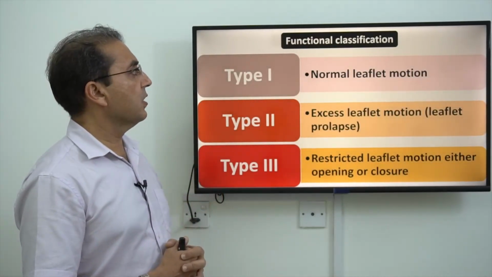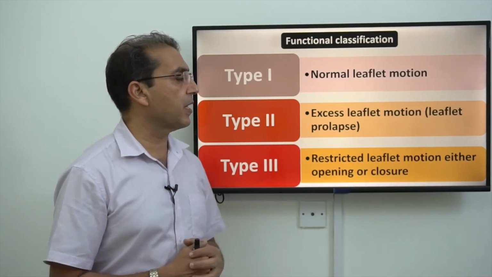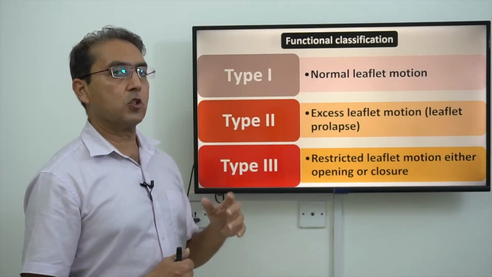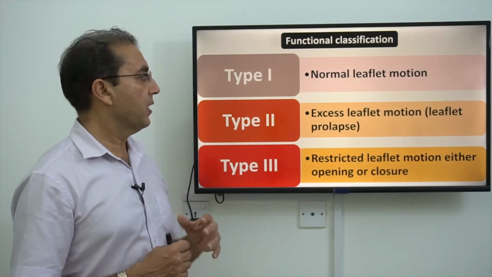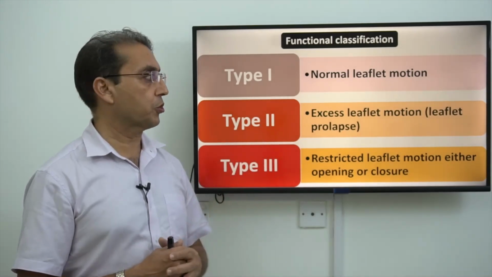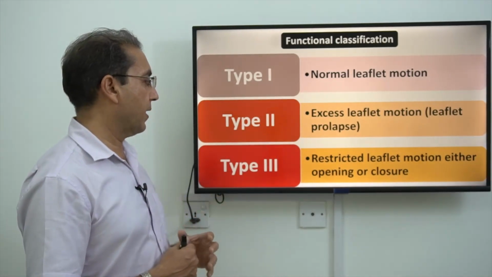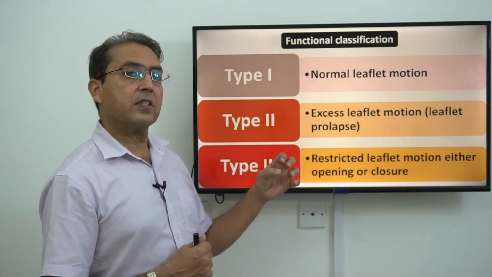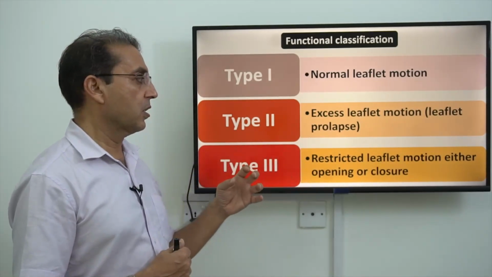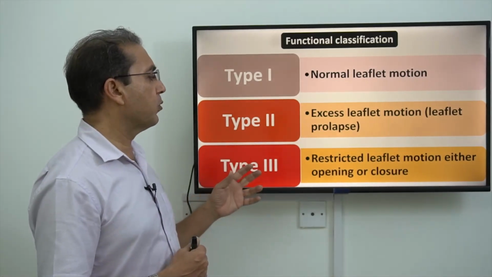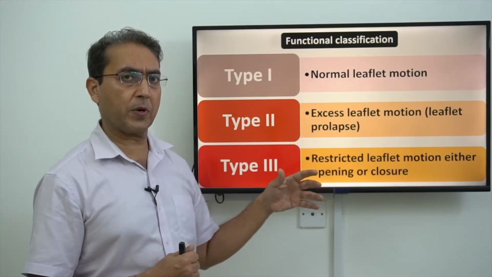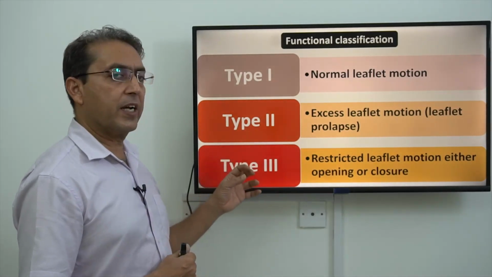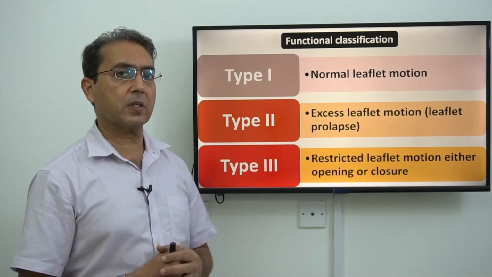Now, functional classification: mitral valve regurgitation can be divided functionally into three different types: type 1, type 2, and type 3. In type 1, there is normal leaflet motion. The leaflets are moving normally. In type 2, there is excessive leaflet motion, for example, leaflet prolapse. And in type 3, there is restricted leaflet motion, with the restriction either in opening or in closure of the valve. So they are called type 3A and type 3B. This is the nomenclature used: if they are not opening properly, this is a type 3A defect. If they are not closing properly, this is a type 3B defect.